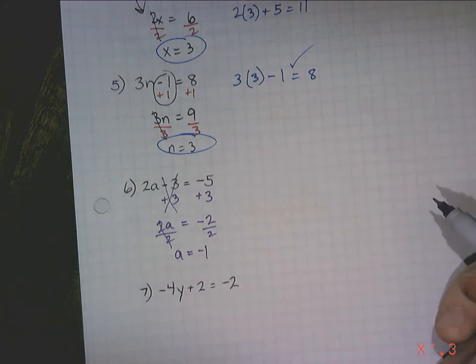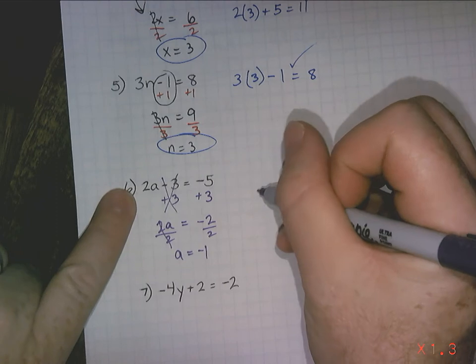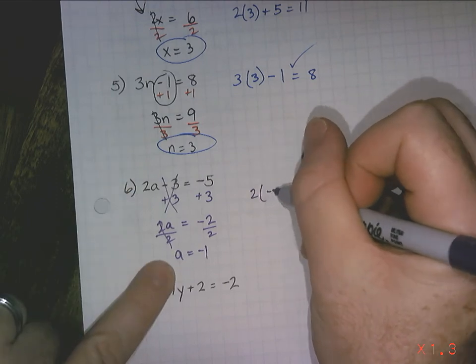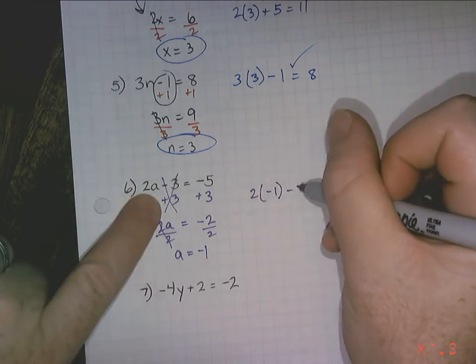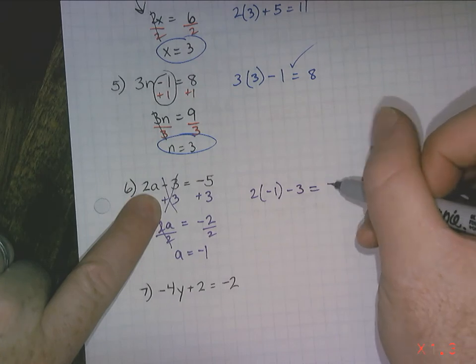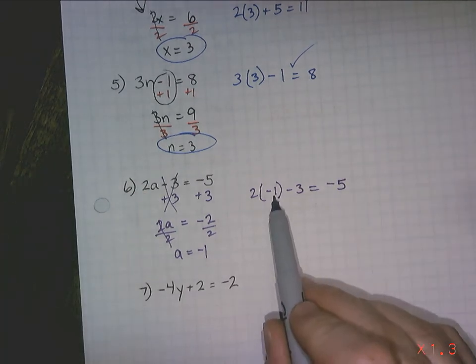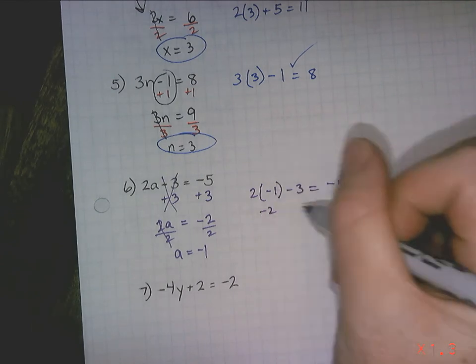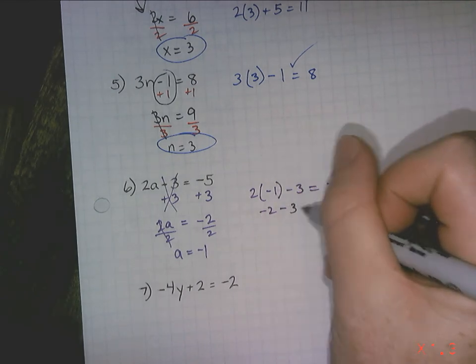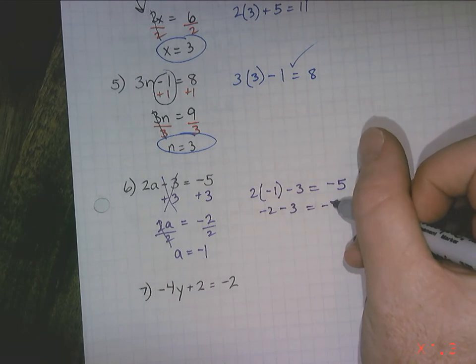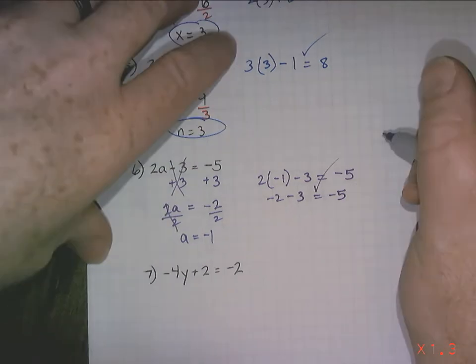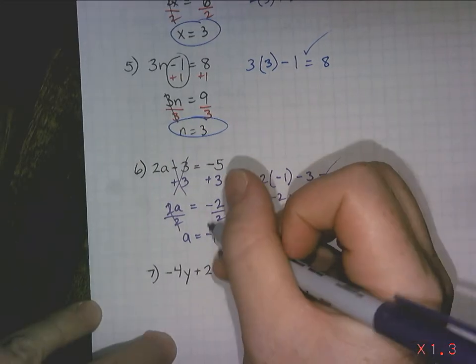So how do I know this is correct? Plug it back in. So 2 times a, which is negative 1, minus 3, does that equal negative 5? Well, let's see. 2 times negative 1 is negative 2. Negative 2 minus 3, yes, that is negative 5. That is correct. So we are good. So this is our solution.